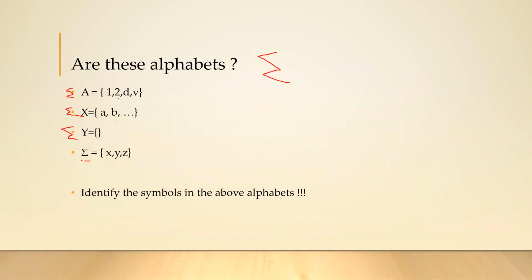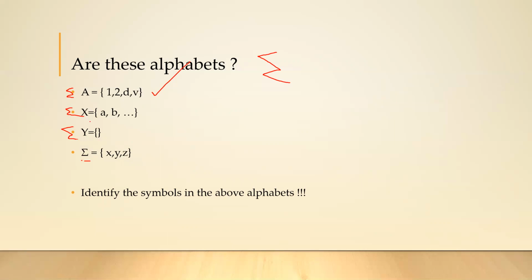A equals {1, 2, d, v}. You can have any combination. The only thing is, whatever combination you have, you can make strings only from that particular combination. So I have a set sigma A equal to {1, 2, d, v}. This is a valid sigma. It satisfies two things: it is finite, and it is non-empty.